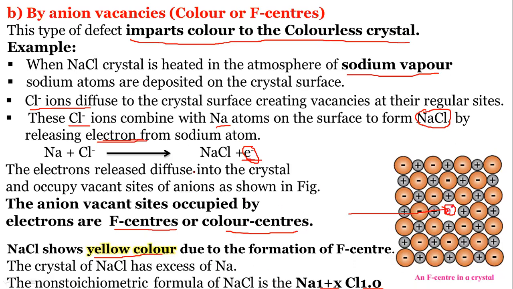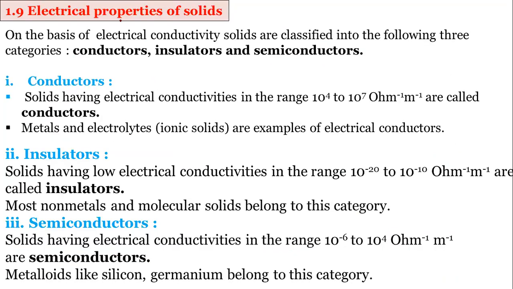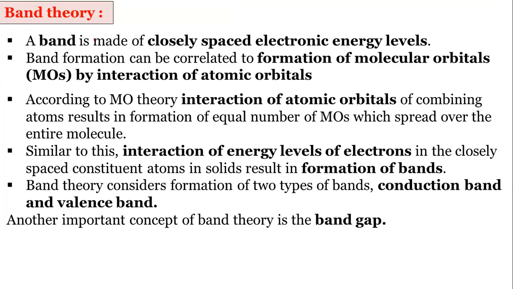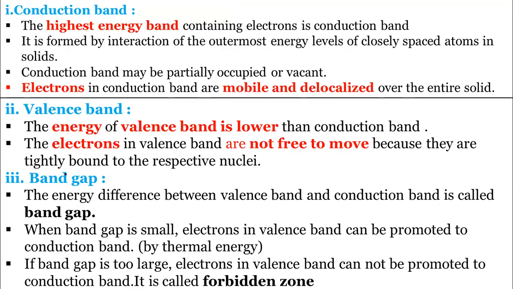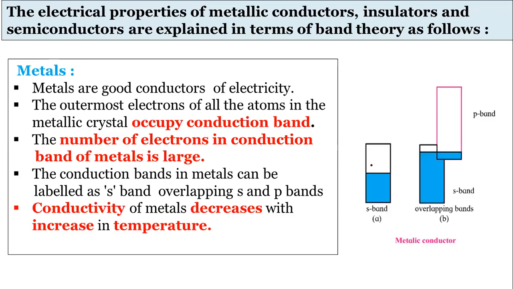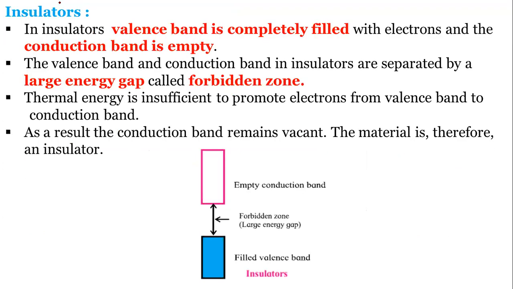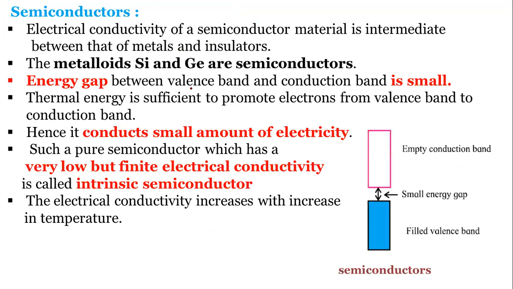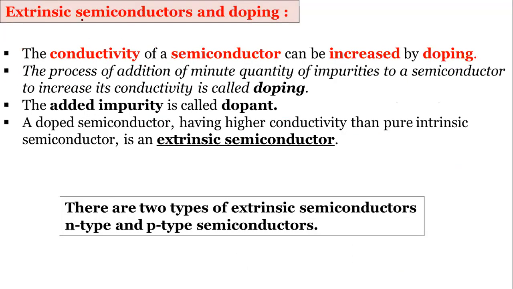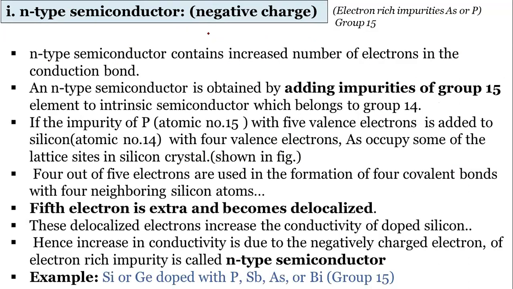Each defect is very important from the examination point of view. So this is a non-evaluative, deleted syllabus: electrical properties of solids, 1.9. This entire 1.9 is deleted: conductors, insulators, semiconductors, then band theory, conduction band, valence band, band gap, the metals. What is meant by metals, insulators, semiconductors. Again, there are two types of semiconductors: extrinsic semiconductors and intrinsic semiconductors, n type semiconductor.